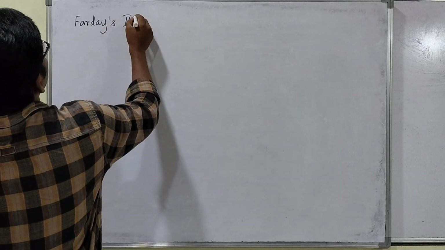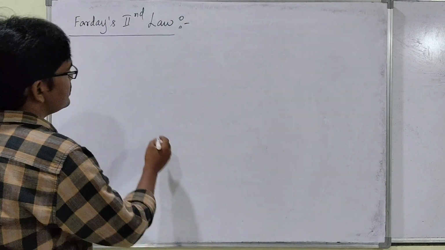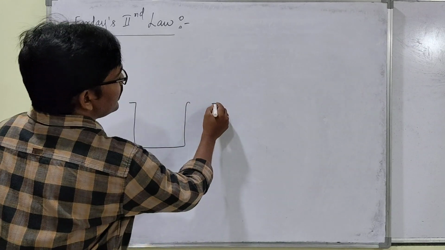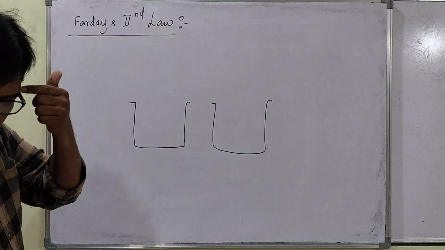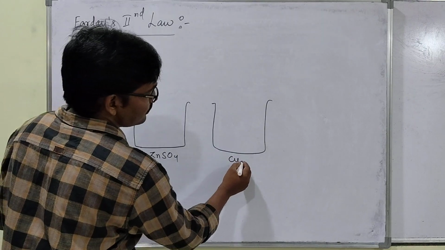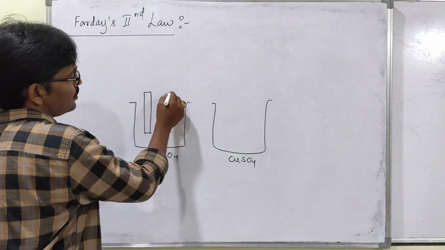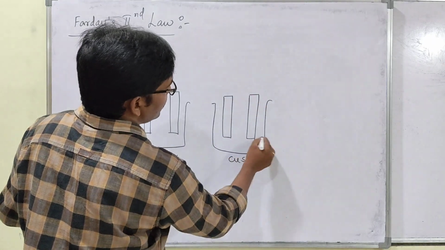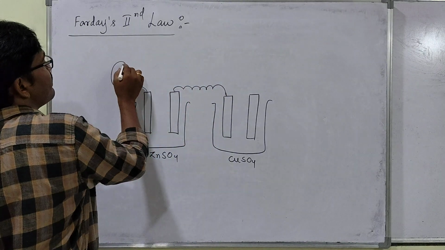Now, my dear students, we have to discuss Faraday's second law. So what is Faraday's second law? Here we are taking two electrolytic cells. Just assume this one is zinc sulfate, and this one is copper sulfate. Two electrodes, either inert electrodes or the same electrodes, both are connected in series.